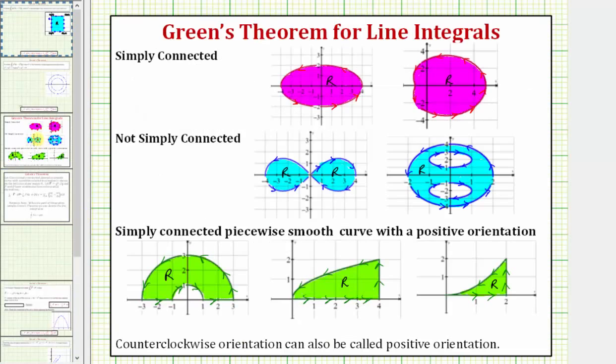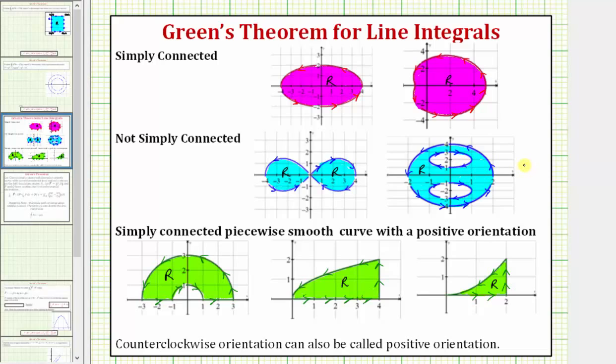And let's first talk about a simply connected curve. Here are two examples of simply connected curves that enclose the region R. And notice how both of these also have a positive or counterclockwise orientation. And here are two examples of curves that are not simply connected. And in some special cases, Green's theorem can still be applied if the curve is not simply connected, for example in this case here, which we'll talk about later.